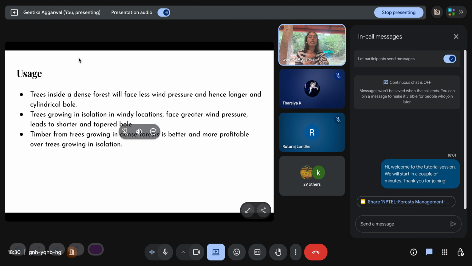So that's basically where silviculture will come into play. If somebody is growing their stand for extracting timber, they should grow them in a high density so that not a lot of wind affects the trees.